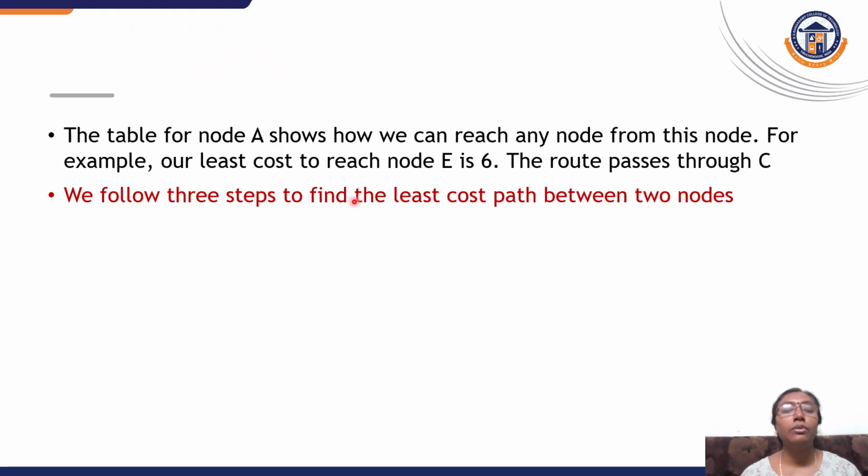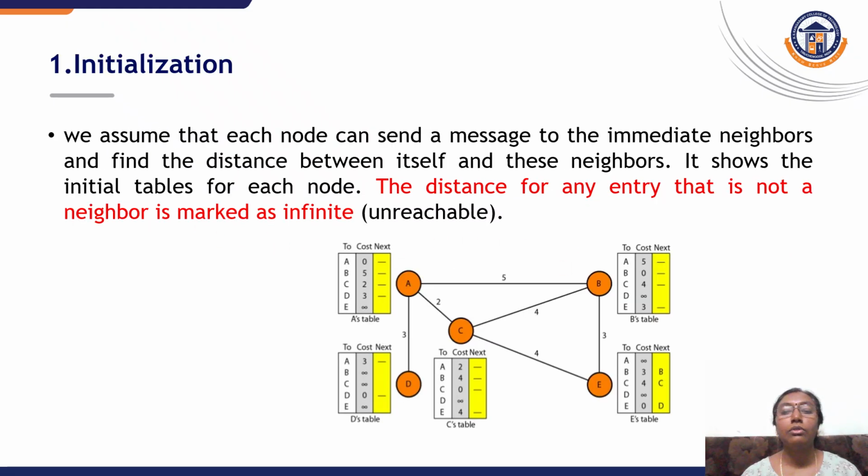The table for node A shows how we can reach any node from this node. For example, our least cost to reach node E is 6, and the route passes through C. Now we follow 3 steps to find the least cost path between two nodes. The first is initialization, the second is sharing, and the third is updating.